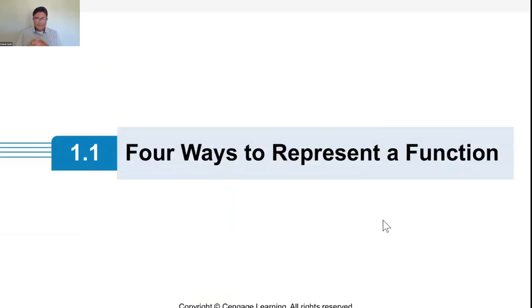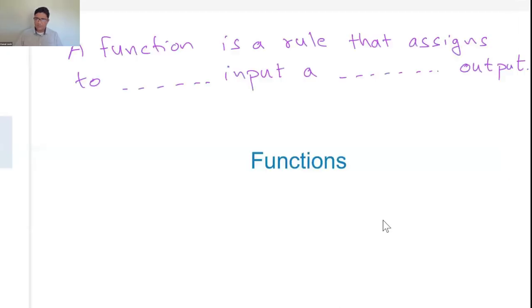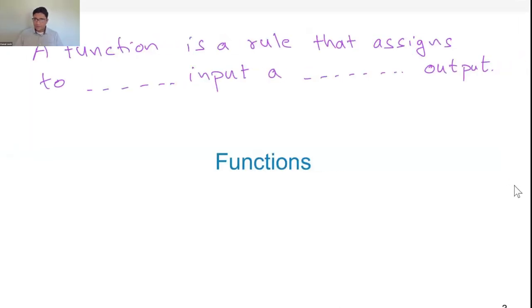The first topic is four ways to represent a function. Okay, that is the title, but in the process we will talk about what a function is and then talk about representing functions. A function is a rule that assigns to every input a unique output. Okay, that is the definition of a function.